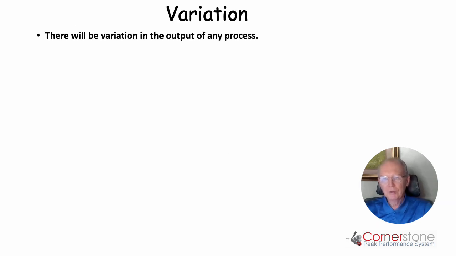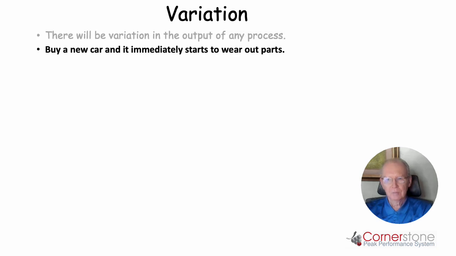Another very important understanding of process is variation. And there will be variation in the output of any process. Dr. Deming was very, very strong on variation. And it can be quite a complex subject, but in principle it's very simple, so I'll walk you through it. So the first one is that there will be variation in output of any process. For example, if you buy a new car and you start using it, it will immediately start to wear out.